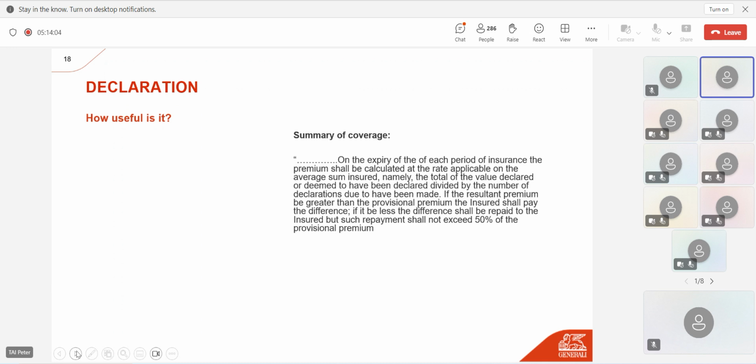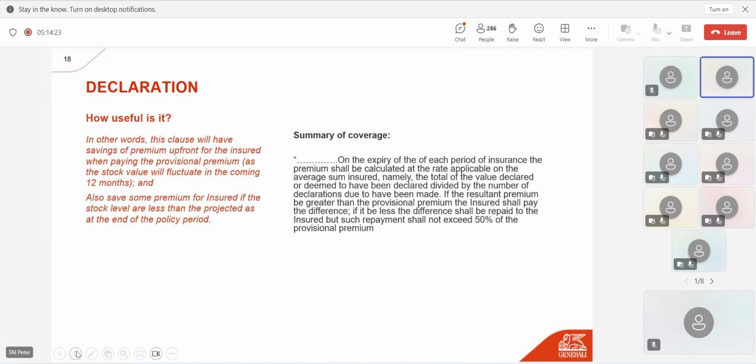Okay, so we refund up to 50%. But when we recalculate and notice that the average sum insured is above their initial sum insured since the beginning of the year, then we'll collect the difference of the premium. Okay, so I'm going to show you one example so that you can understand better.